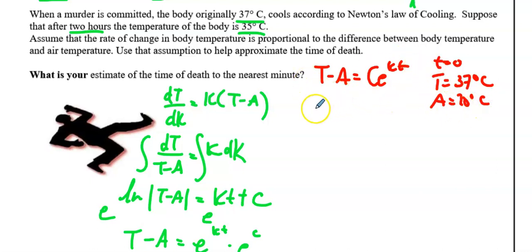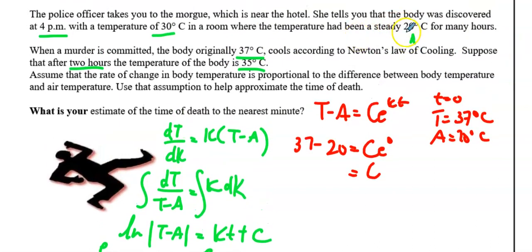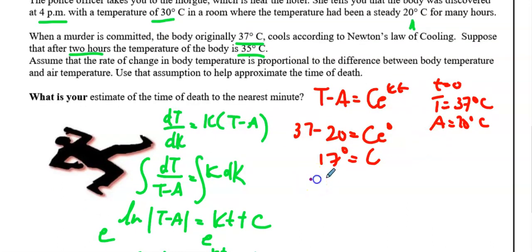So we can easily find C by taking 37 minus 20 is equal to C e to the 0 power. So C is just going to be the difference in the temperature that the original body was minus what the room temperature was. So C is going to be equal to, in this particular example, 17 degrees. So we can go ahead and write that T minus A is equal to 17 e to the kt.